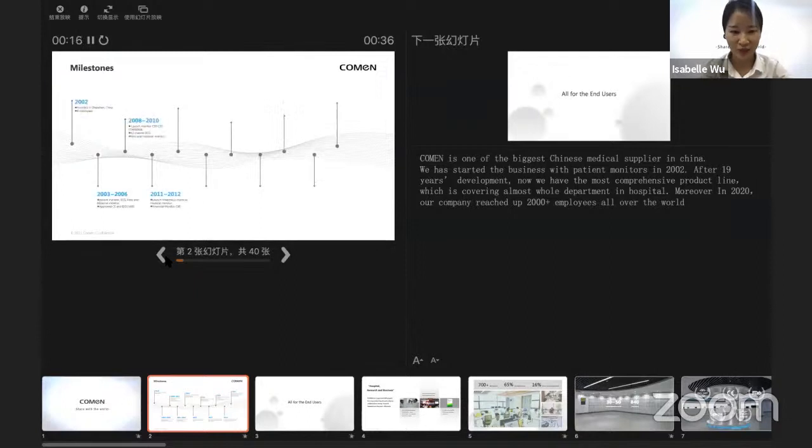Today I'm very glad to be here to make the presentation about our company. Komen is one of the biggest Chinese medical suppliers in China. We have started the business with the patient monitor in 2002. After 19 years of development, now we have the most comprehensive product line, which is covering almost the whole department in the hospital. Moreover, in 2020, our company reached up to 2,000 employees all over the world.